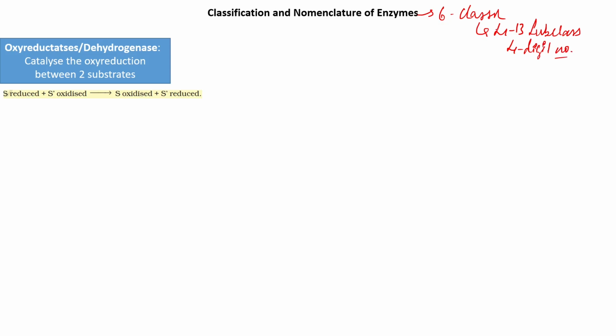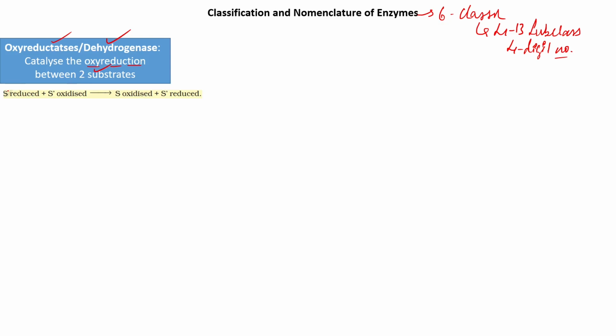It is very elaborate, and the nomenclature and classification of enzymes changes every few years, because new enzymes are described and added to the classification list. But let us look into the 6 general classes that we know. The first one is the oxidoreductases, also called dehydrogenases. They are mainly involved in oxidation or reduction reactions between two substrates.